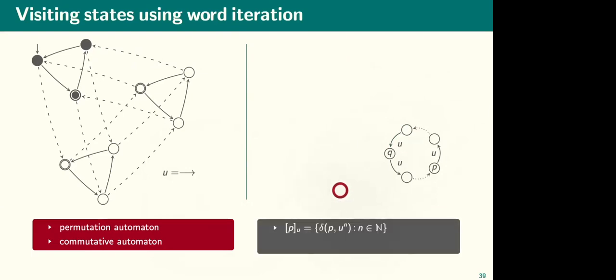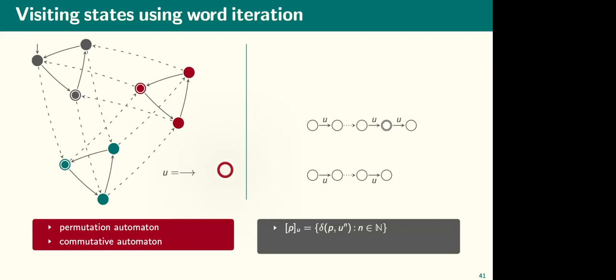Together with determinism, this property allows us to apply the word iteration independently on states that have not been visited yet. This construction, in turn, partitions the state space of the given DFA.